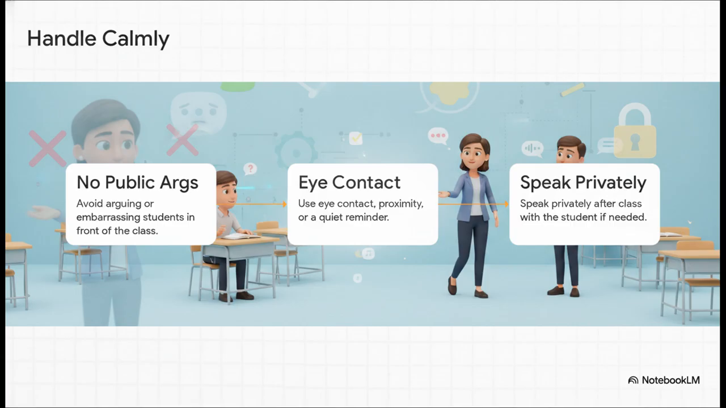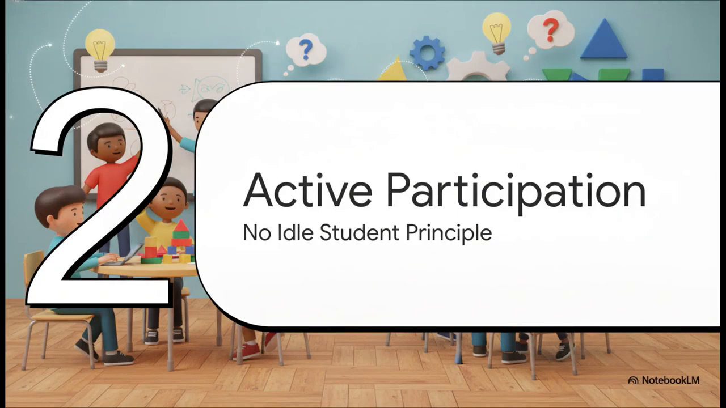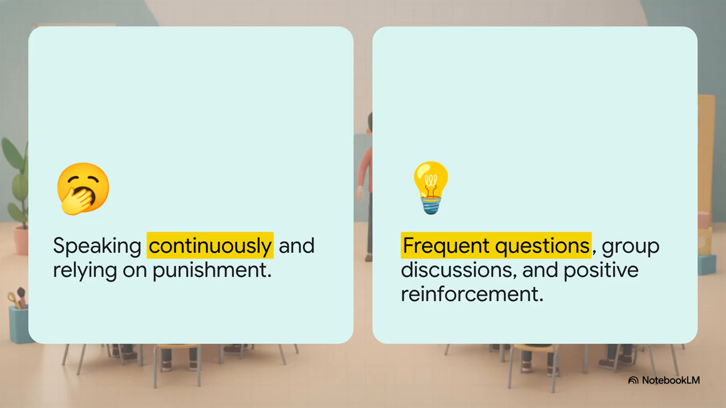And if that doesn't work, we move to step 3. You speak privately with them after class. Maintaining a friendly but firm professional attitude and dodging that public power struggle is absolutely paramount. Which flows perfectly into section 2. Let's look at how setting these rules builds into the core mechanics of an active classroom where every single student is kept busy. When you look at the comparison here, it's literally night and day.